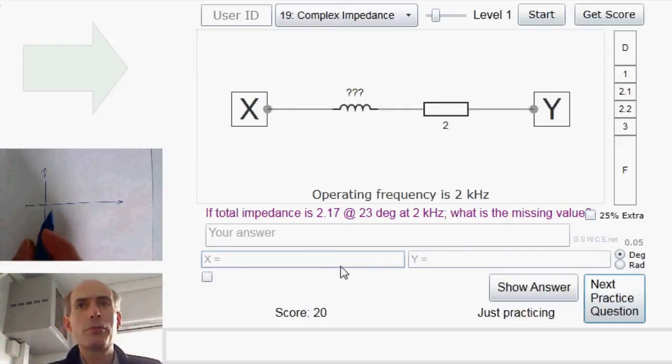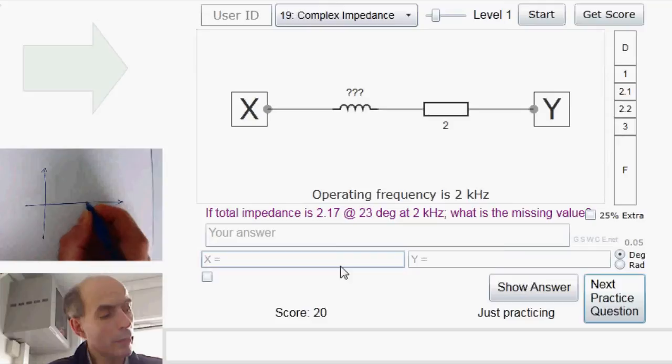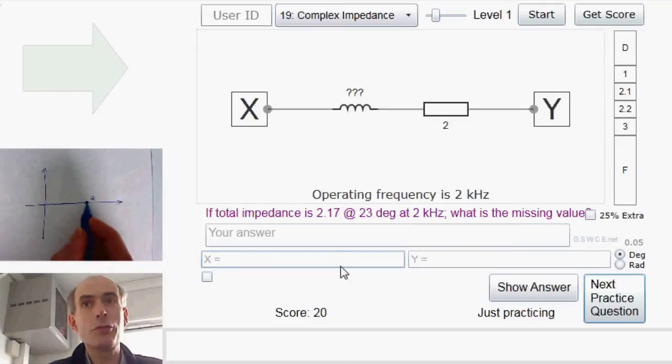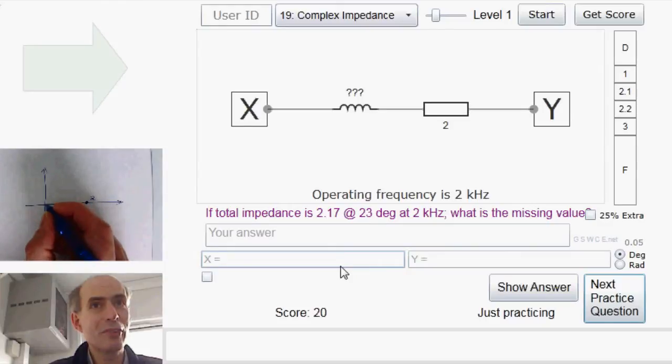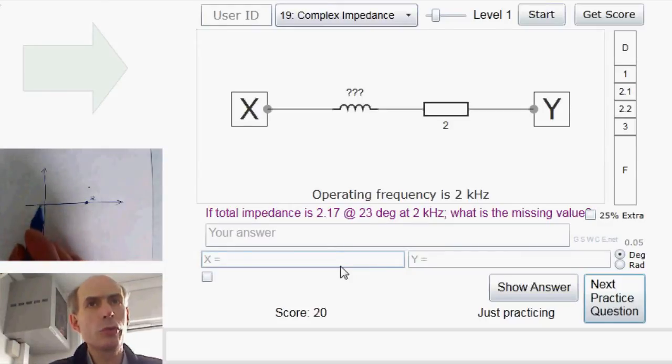A real impedance, such as that of the resistor, can be represented by a vector on the real axis here, out there, that point there. 2 has a phase of 0, it's along the real axis. We know the total impedance is 2.17 and it's at 23 degrees. And we also know that the inductor will have an impedance which is perfectly imaginary.